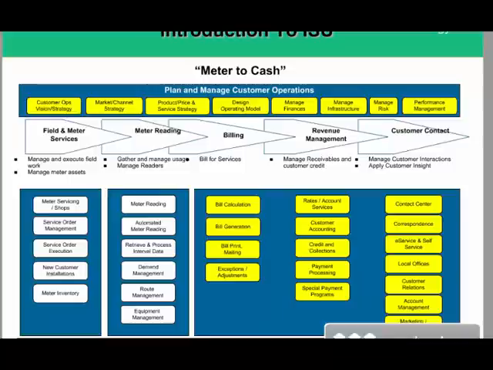Then there are billing services, which are bill calculation, bill generation, bill printing, and exception and adjustment management. Then there is revenue management: rates and account services, customer accounting, credit and collection, and payment processing. Then there is the customer contact center: correspondence, e-services and self-services, local offices, and customer relations. In SAP ISU, all these are covered in their respective modules.